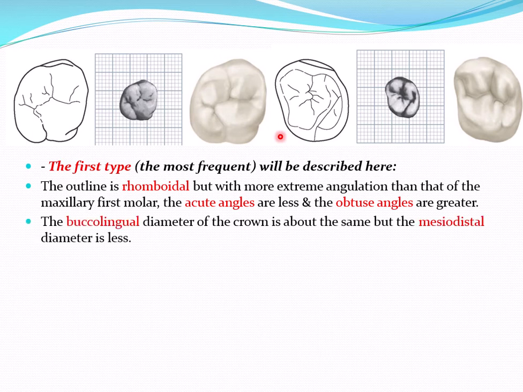The second difference is the buccolingual dimension or diameter. The buccolingual diameter is nearly the same but the mesiodistal is less. This is the mesial, this is the distal; this is the mesial, this is the distal. Comparing them, I see that buccolingually it is the same, mesiodistally it is less.